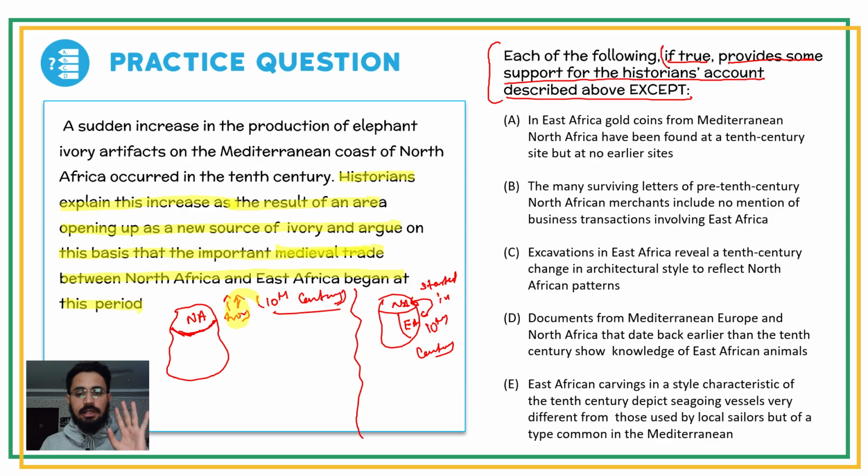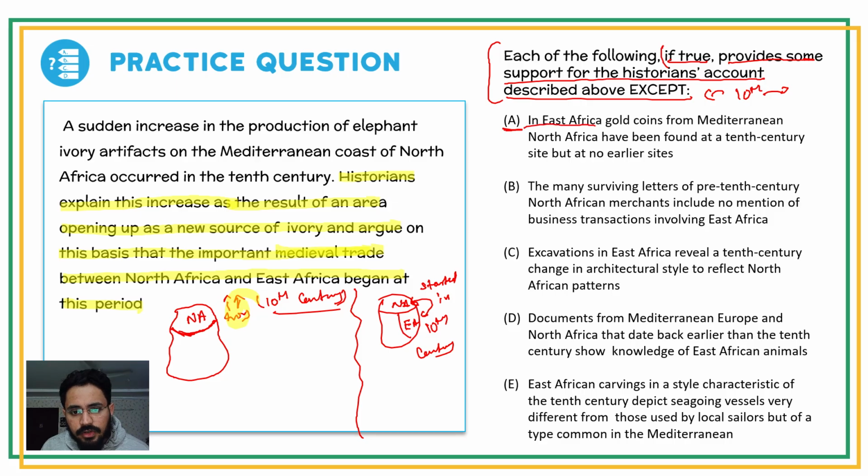So basically, action item, because if you keep going back to this question, oh my God, is that going to confuse you? It's going to confuse me at least. So the action item would be: the trade was happening after or before this time, right? If some option tells you the important trade was happening before it as well, or that it actually started afterwards, well, of course, that would not be supporting the historian's account in any way, right? If anything, it would be weakening. All right.